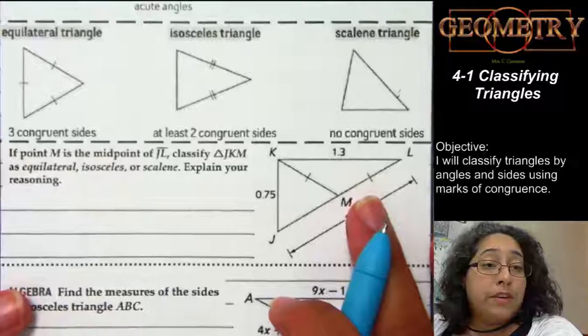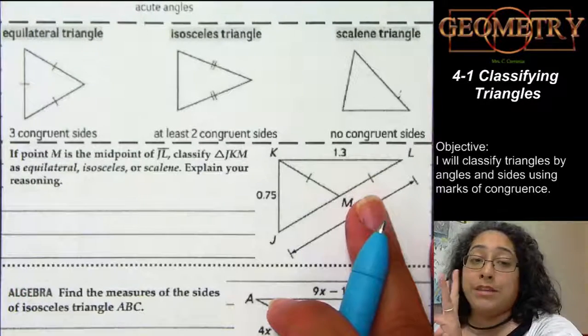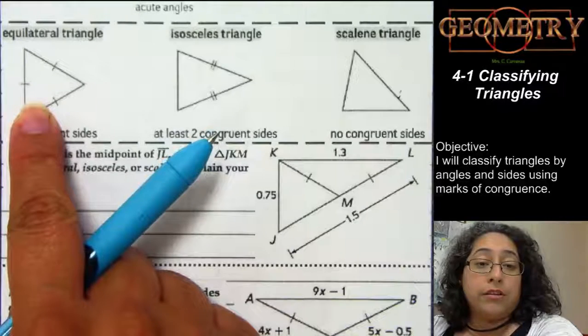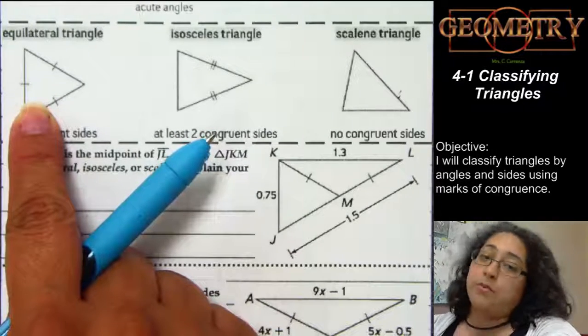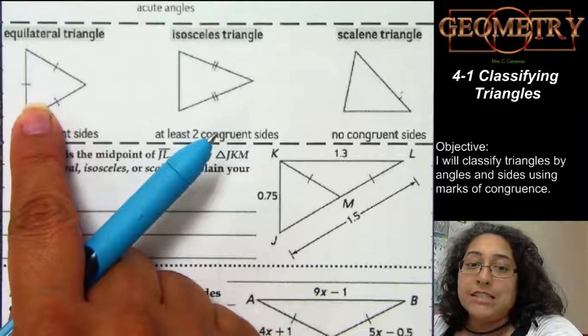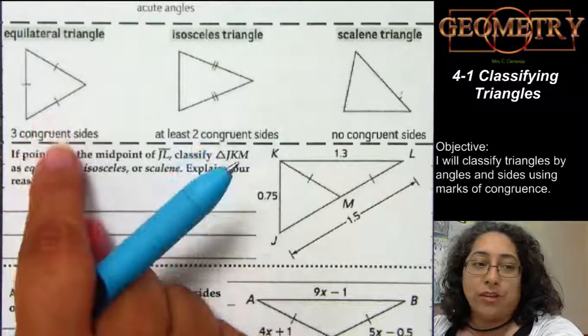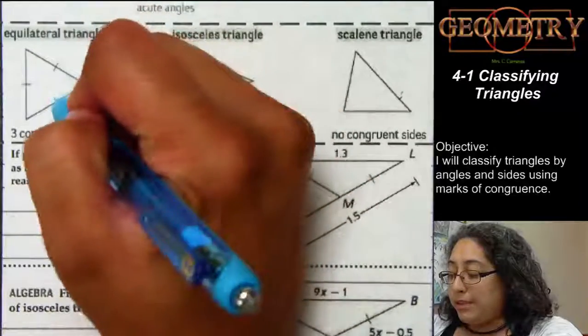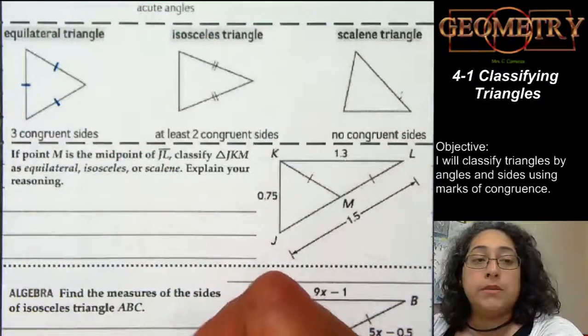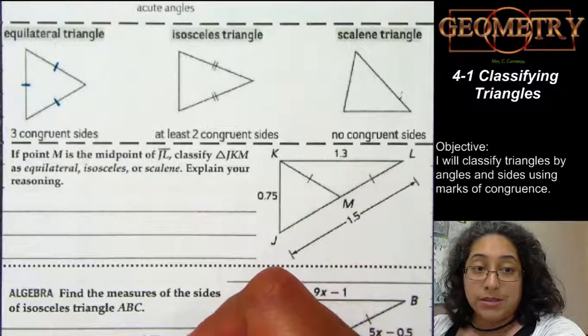To classify triangles by side, we have three different options for you. We have the equilateral triangle, equa meaning equal, lateral meaning side. So equilateral translates literally to equal sides triangle. We're using these little straight line marks. I know that you've seen them before in previous episodes to show congruence.